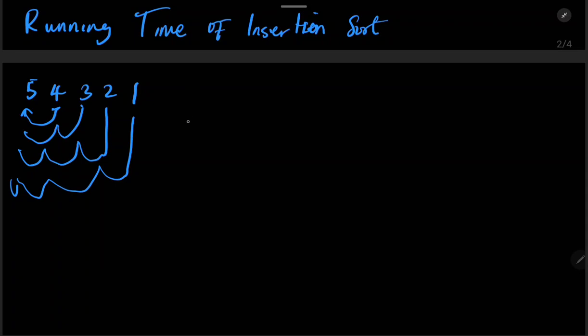So this would be O of n raised to power 2. It's going to be a squared time complexity. But I just want to explain how we got there. If 4 moves 1 time, that's 1, plus 3 moves 2 times, we have 1 plus 2, plus 2 moves 3 times, we have 1 plus 2 plus 3. 1 moves 4 times. So our number of moves, if you add this, would be 10.